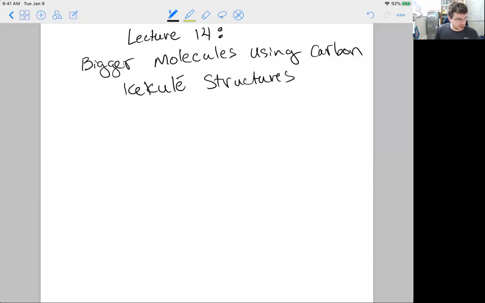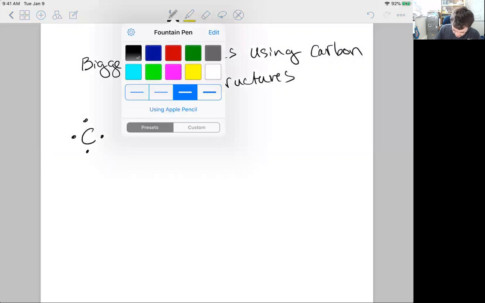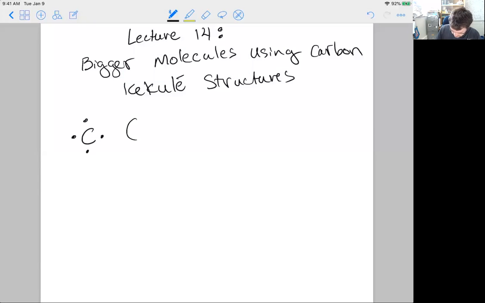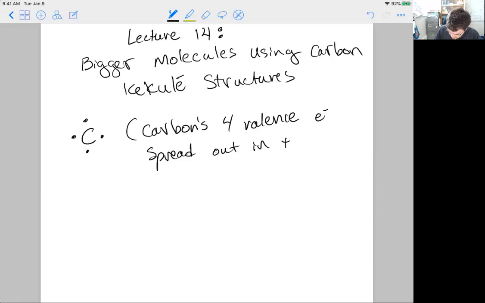So as I mentioned, carbon likes to bond with itself. That's going to allow us to build bigger molecules. If we have carbon as a Lewis dot structure, we'll see carbon with 4 different dots around it. So carbon's 4 valence electrons spread out in the Lewis dot structure.